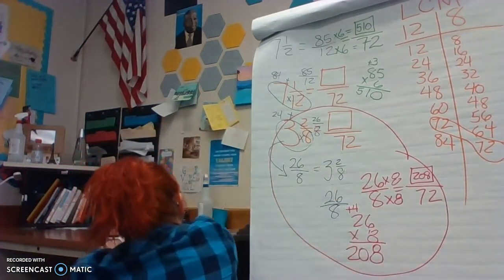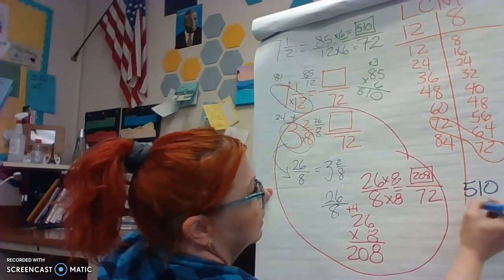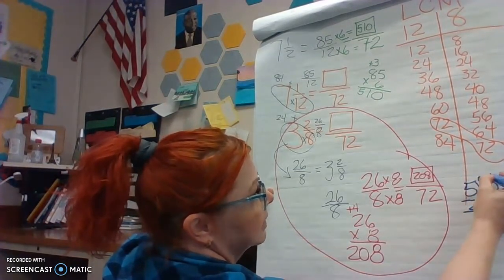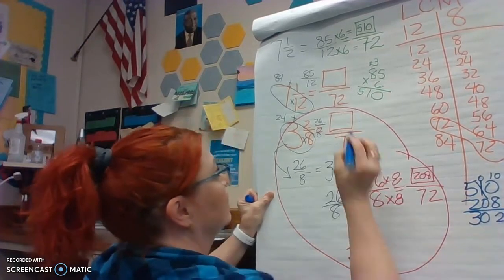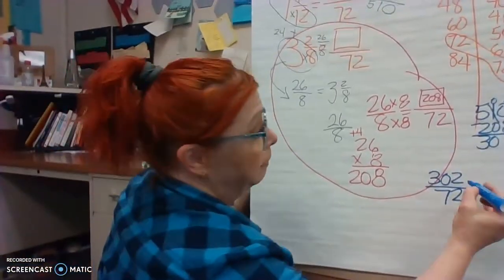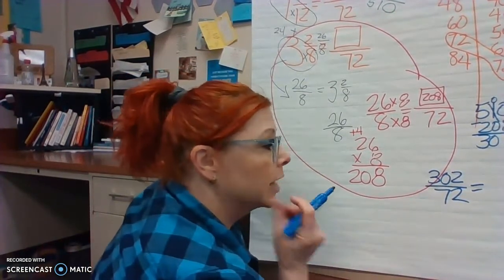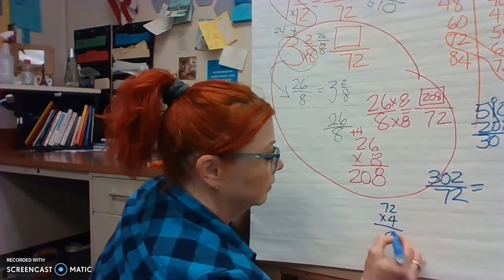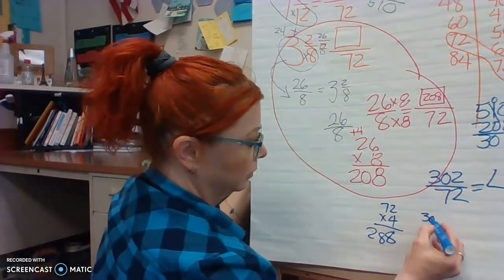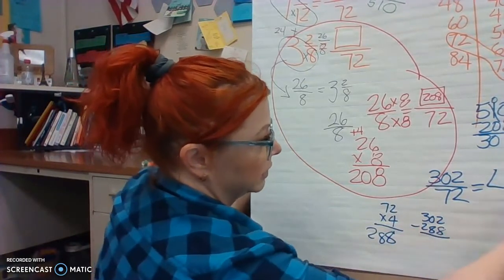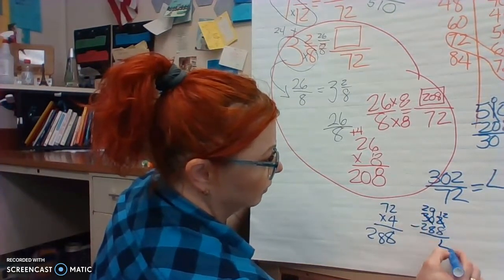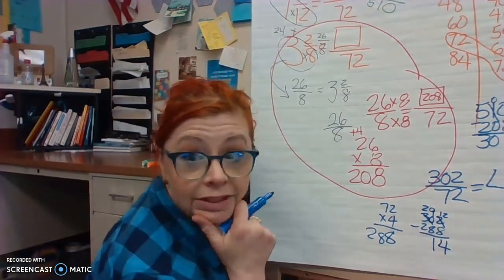I already used that color. 510 minus 208. Okay, so that's going to be a 0, makes that a 10, 2, 0, 3. My answer is 302 over 72, which I will now have to turn back into a mixed number. I bet it's 4. Yeah, so it's going to be 4, and 302 minus 288. Remember, the 72 is going to stay the same. And so that'll be 29, and this becomes 12. 14 over 72.